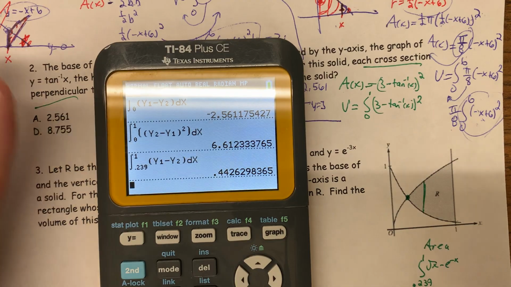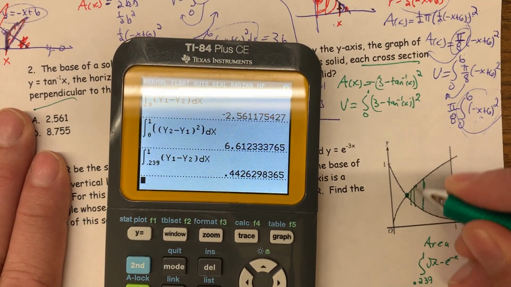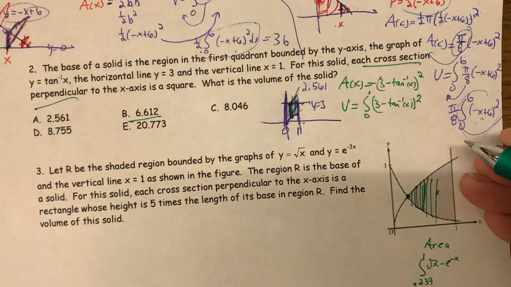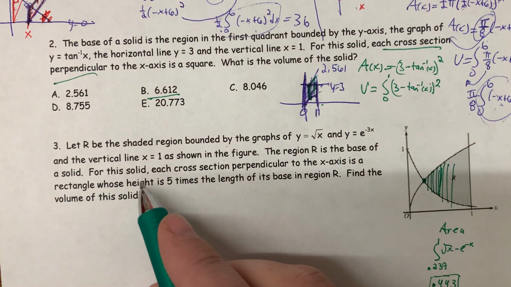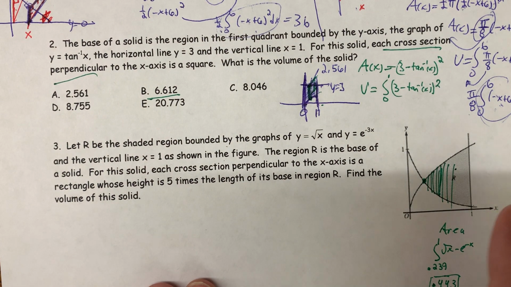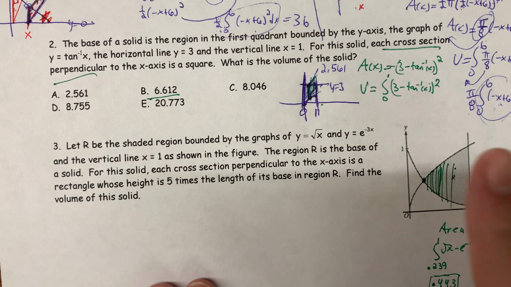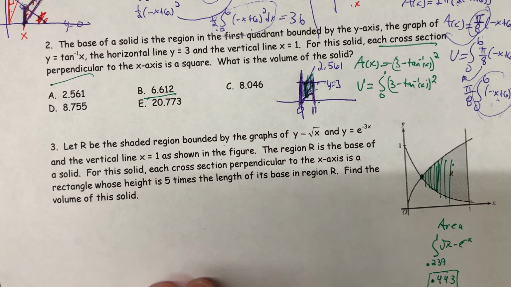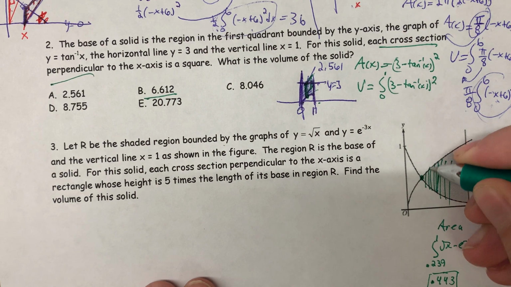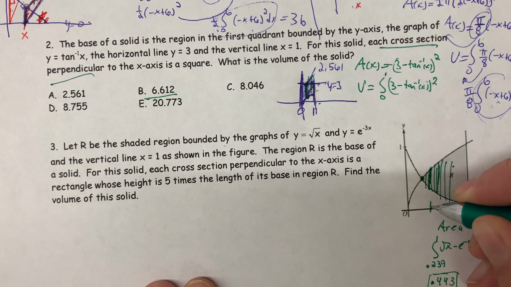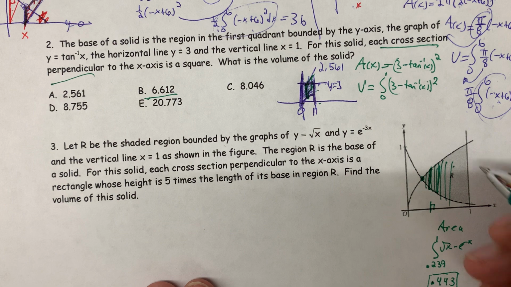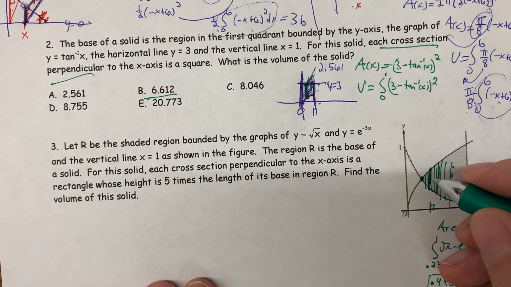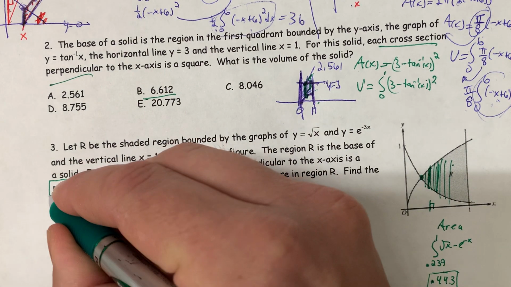So that's the area. Now, that would be if we were adding up a bunch of rectangles, right? But it says that the region R is the base of a solid. Remember, a solid is a 3D figure that's sticking out of this page. I don't know what shape it is, but it's going to tell us right now. It says when they do cross sections perpendicular to the x-axis, so when it's a right angle to the x-axis, the thing that is sticking out of the page makes a rectangle.